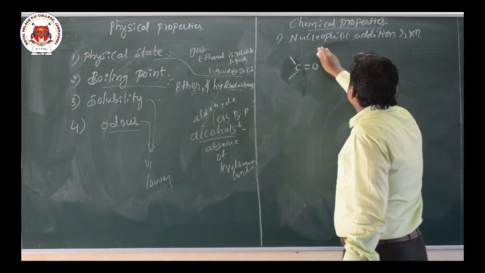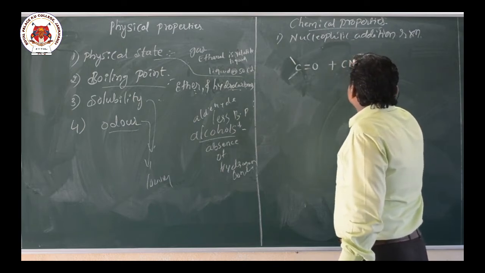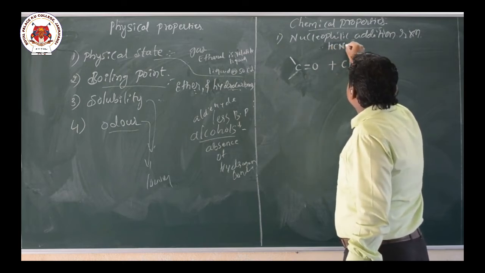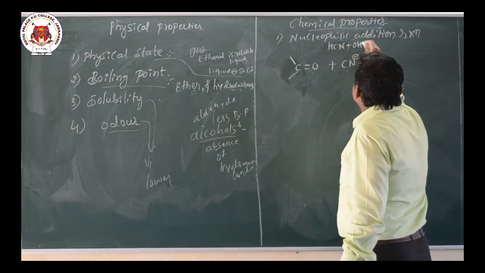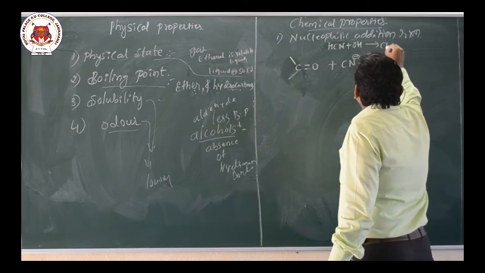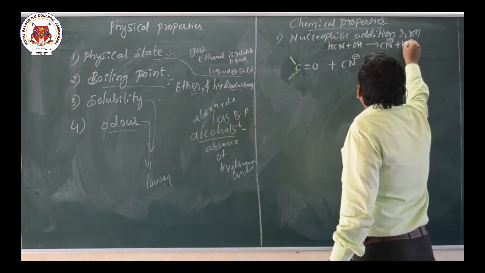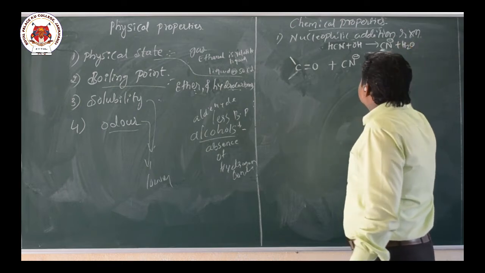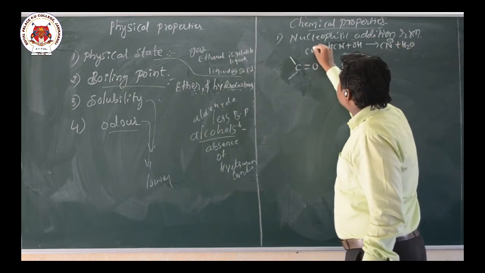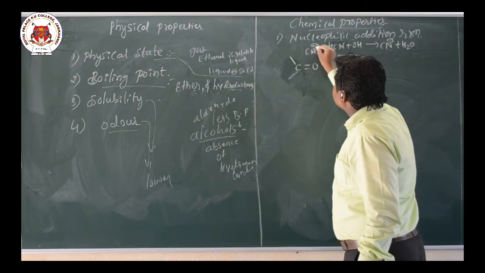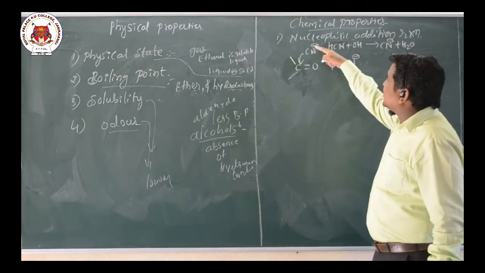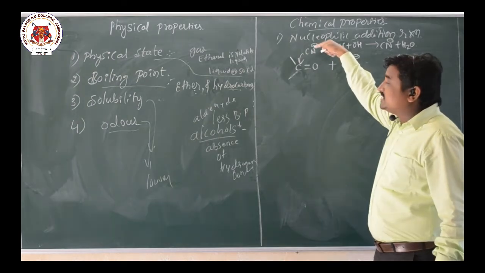Now I will write cyanide, which is a nucleophile. Hydrogen cyanide reacts in the presence of a base, so there is a formation of CN minus plus H2O. Now this CN minus acts as a nucleophile, which will attack this carbonyl carbon, because it is an electron-rich species.